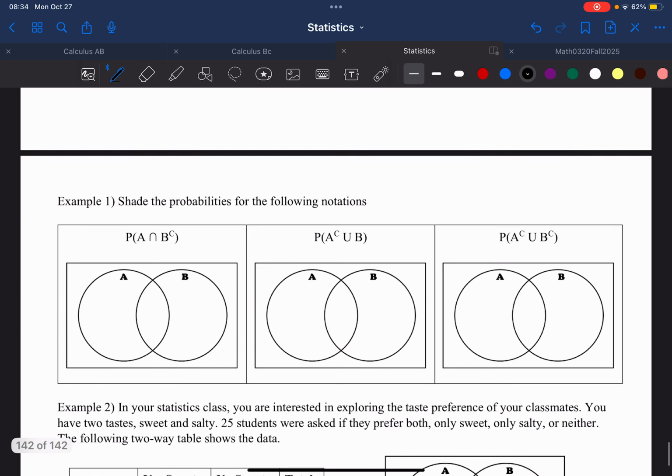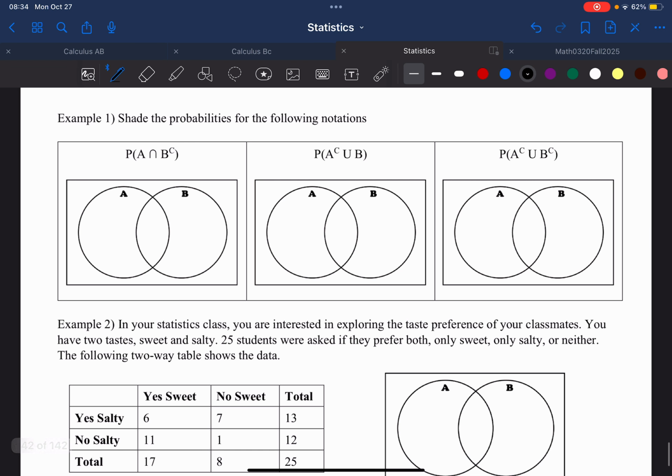So let's look at an example. It says shade the probabilities for the following notation. So the first one says the probability of A intersection B complement. So this is the probability of A. Okay, so I know it's the probability of A.